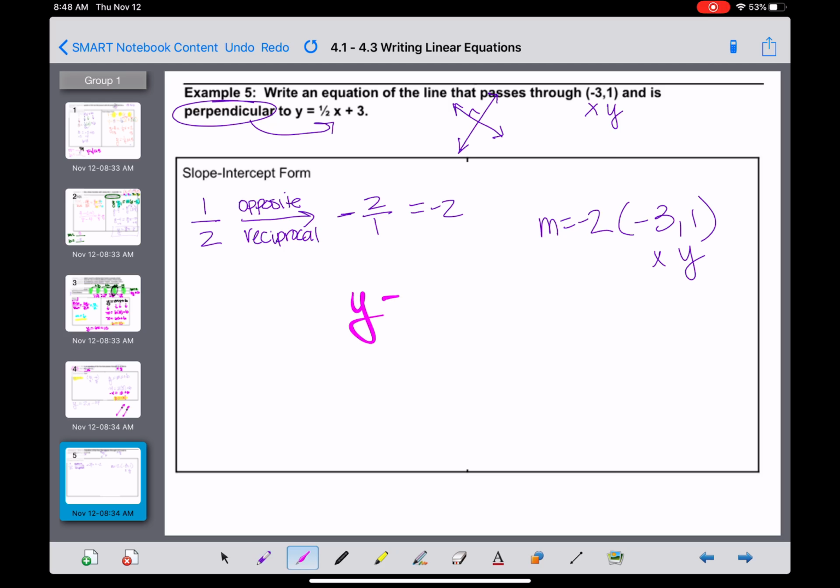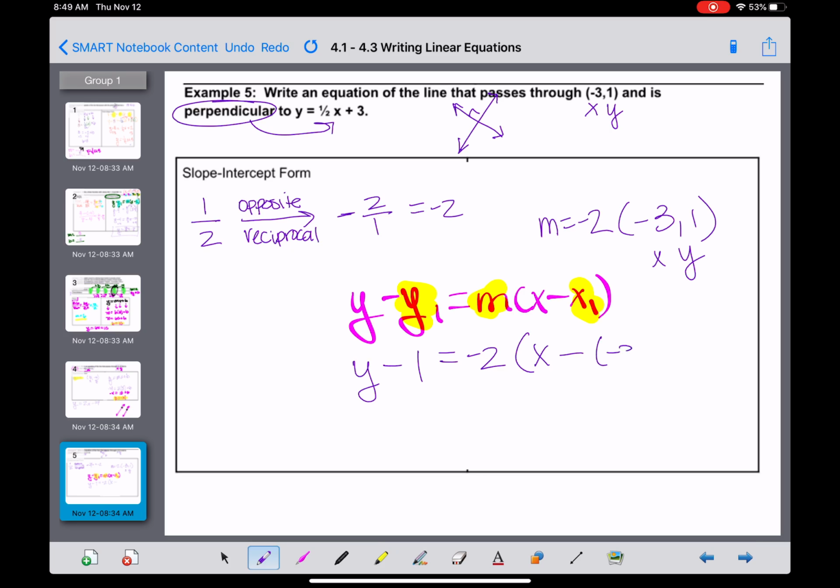I'm going to finish up with point slope. I'm going to be filling in for y1, x1, and m. So I have y minus 1 is equal to that slope of -2, times x minus -3. Taking care of those double negatives, I'm going to distribute to get -2x minus 6, and then add 1 to both sides. So my final answer is y equals -2x minus 5.